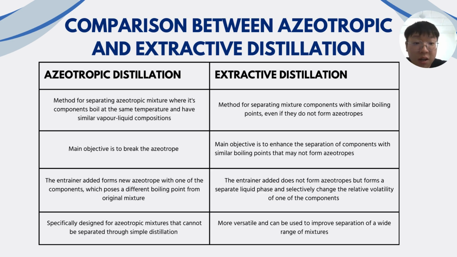On the other hand, extractive distillation aims at separating mixtures with close boiling points, even if they don't form azeotropes. Here, the entrainer doesn't create an azeotrope but alters the relative volatility of one component. It is versatile and can handle a broader range of mixtures. Both techniques are vital in chemical industries for achieving high purity separation efficiently.